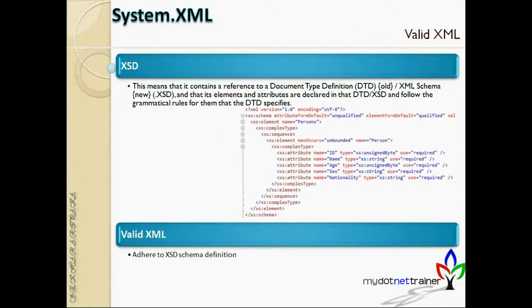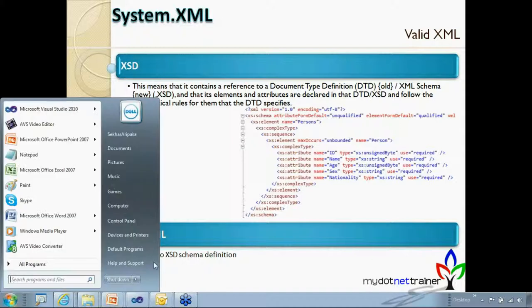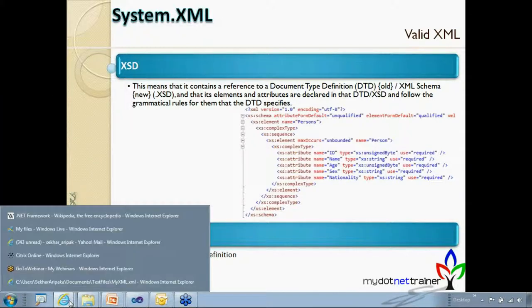And now, what's a valid XML? These are just basics we are talking about. We will jump into the code and then make use of these same terminologies down the line. A valid XML starts with an XSD. So what's an XSD? In other words, it's a type definition. Earlier it used to be called a document type definition, the DTD.